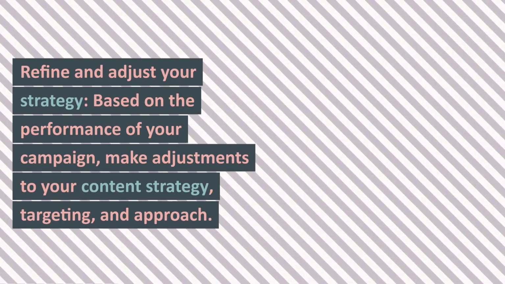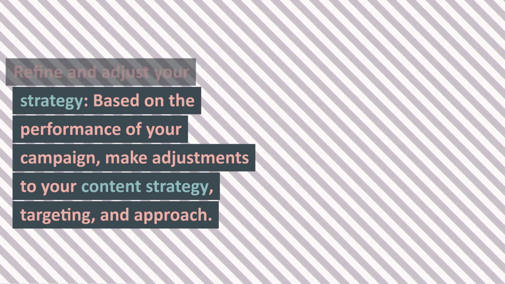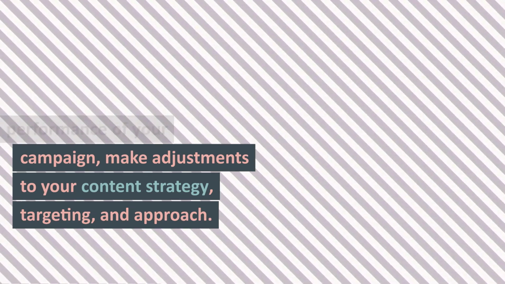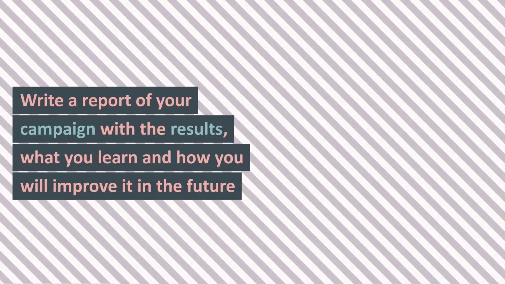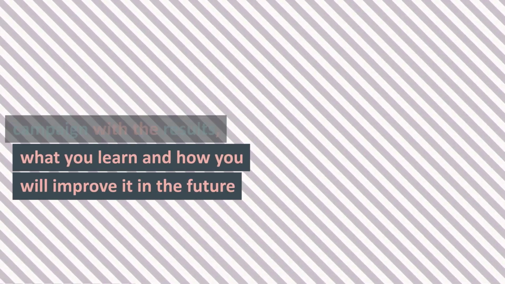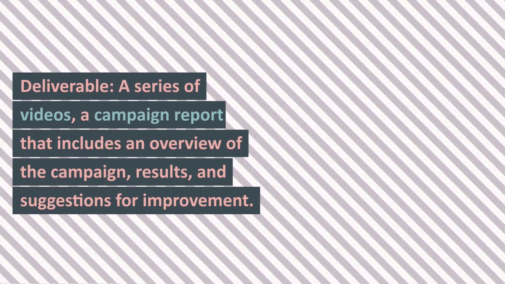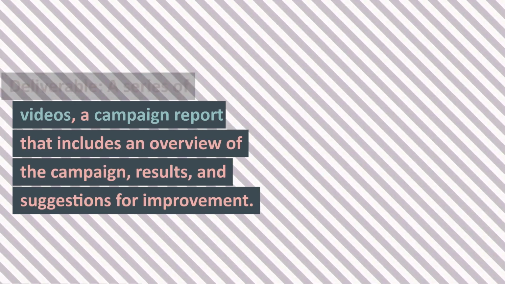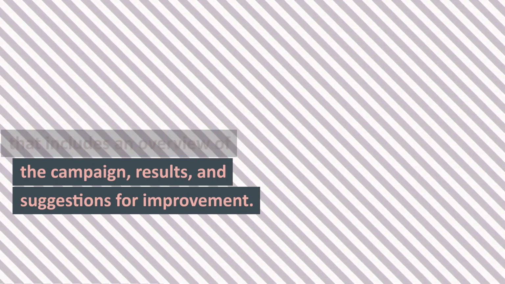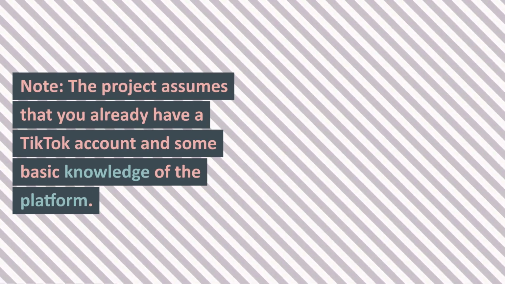Refine and adjust your strategy. Based on the performance of your campaign, make adjustments to your content strategy, targeting, and approach. Write a report of your campaign with the results, what you learn and how you will improve it in the future. Deliverable: a series of videos, a campaign report that includes an overview of the campaign, results, and suggestions for improvement. Note: the project assumes that you already have a TikTok account and some basic knowledge of the platform.